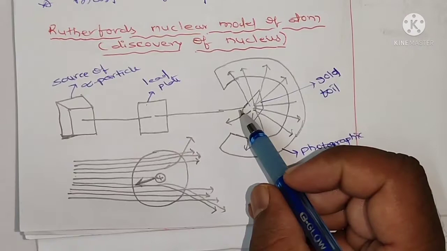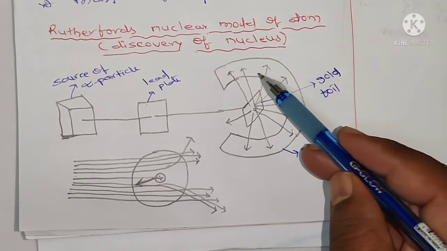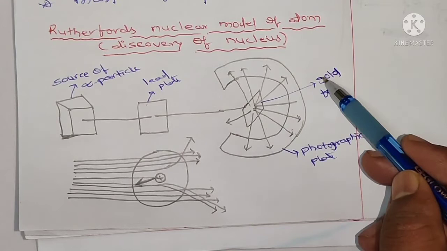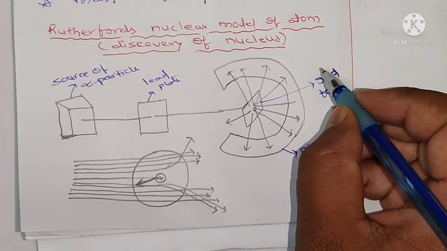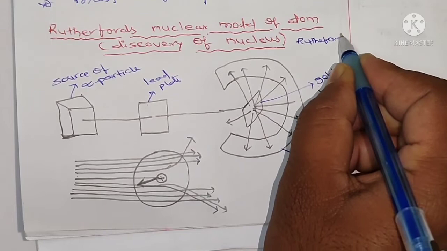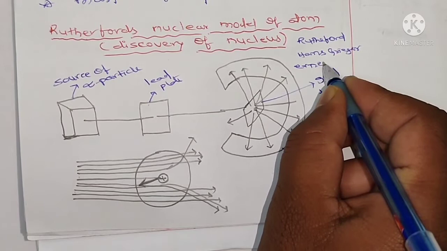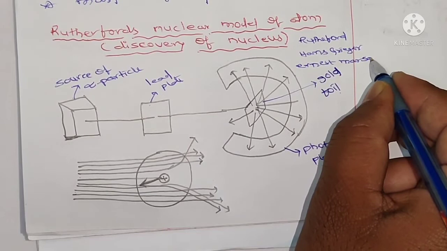In this Rutherford experiment, here is the source of alpha particles, this one is the lead plate, this is the photographic plate, and this one is the gold foil. Rutherford, Hans Geiger and Ernest Marsden discovered the nucleus by alpha particles.